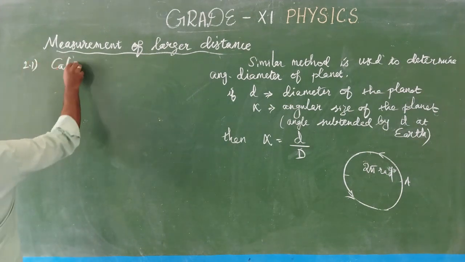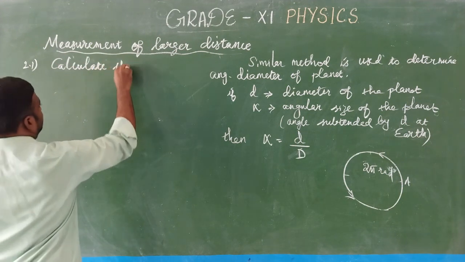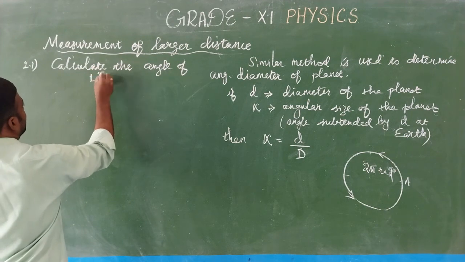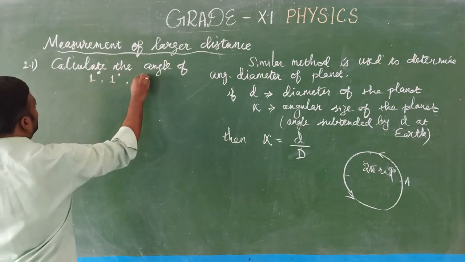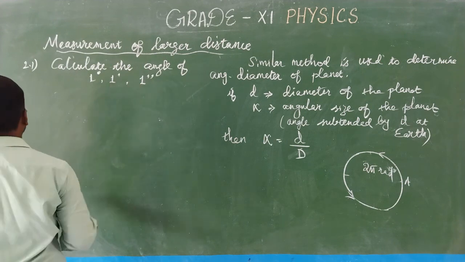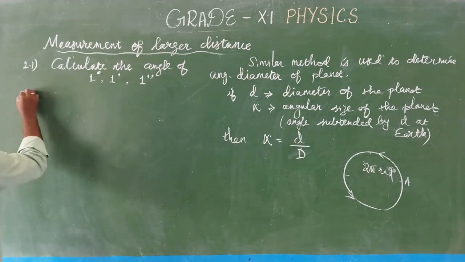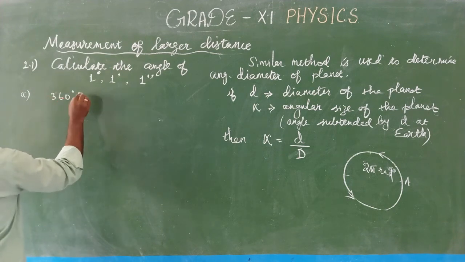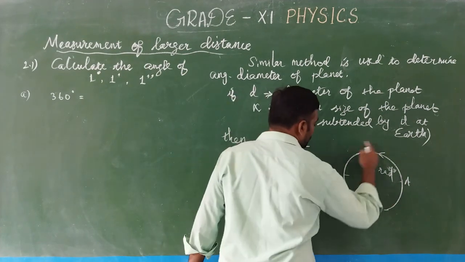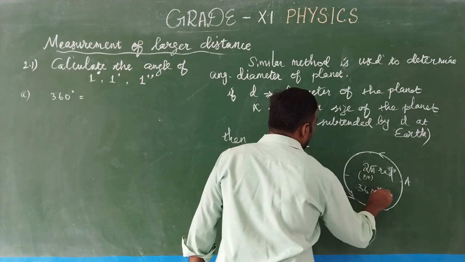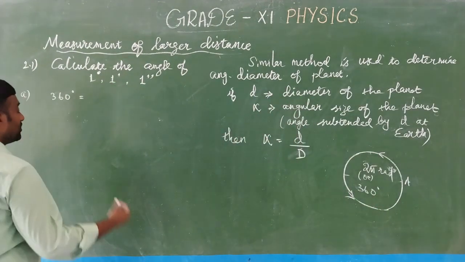Example 2.1: calculate the angle of 1 degree, 1 minute, 1 arc second. Okay, we want to calculate these three things: 1 degree, 1 minute, 1 arc second. So how to calculate? Listen, first, from the circle we know 360 degree is equal to a full circle, which is equal to 2 pi radian. 1 pi is 180, 1 quadrant is 90.